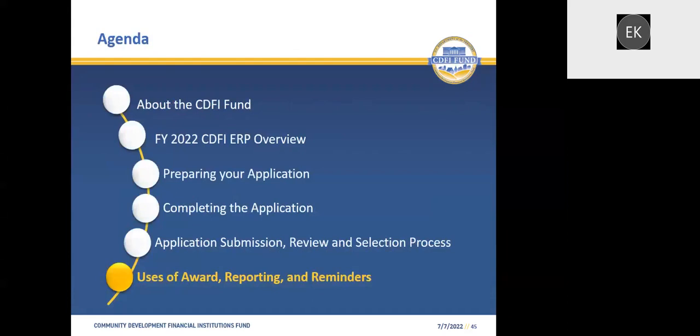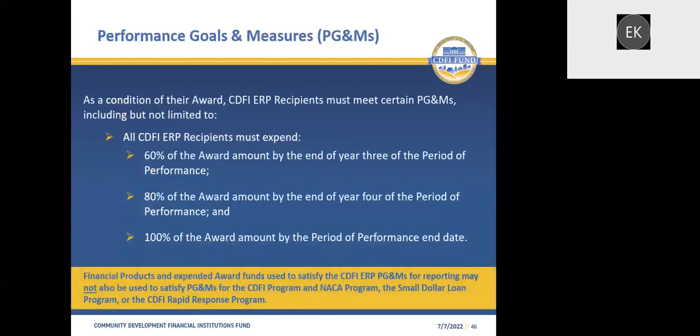The next section on our agenda, and the final section, is uses of award, reporting, and reminders. As a condition of their award, CDFI ERP recipients must meet certain PG&Ms, including, but not limited to, all CDFI ERP recipients must expend 60% of the award amount by the end of year 3 of the period of performance, 80% of the award amount by the end of year 4 of the period of performance, and 100% of the award amount by the period of performance end date.